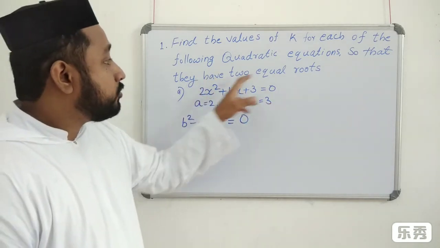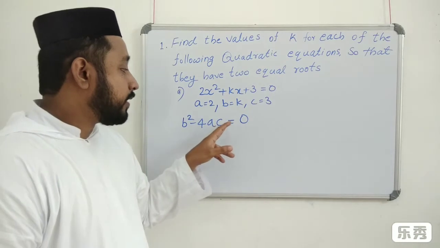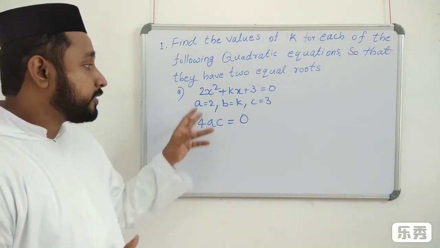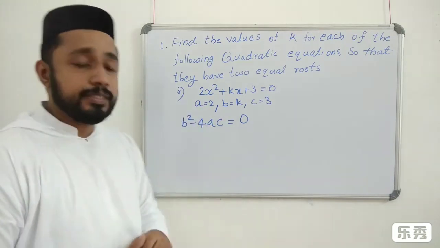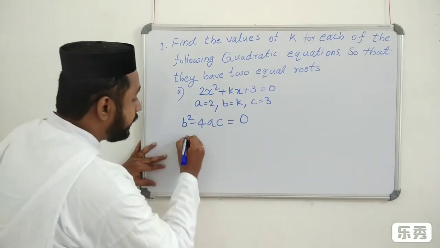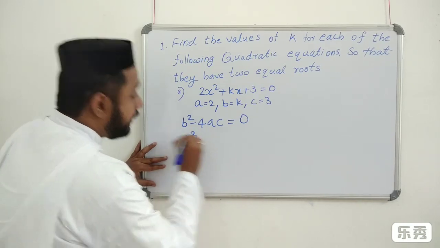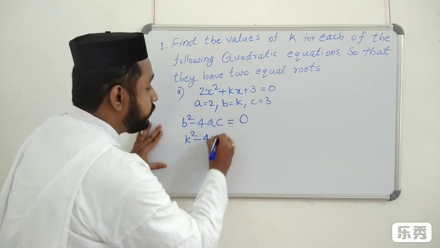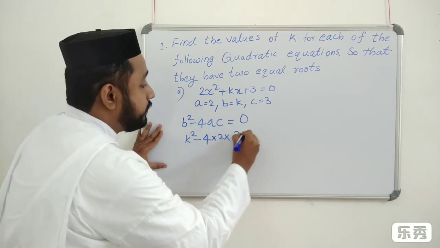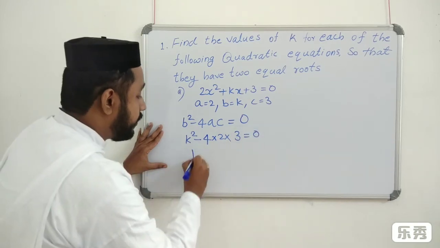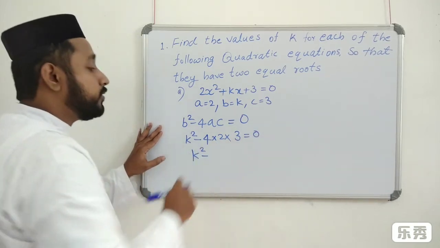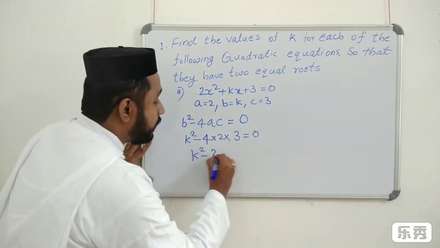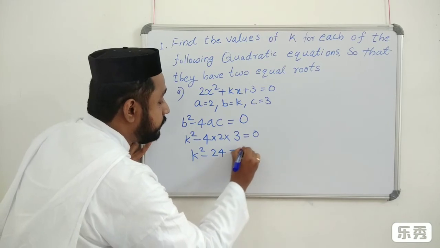Since they have two equal roots, the discriminant b square minus 4ac is equal to 0. Let us substitute the values of a, b, and c. b square means k square, minus 4 into a, which is 2, into c, which is 3, equal to 0. So k square minus 4 into 2 into 3. 4 into 2 is 8, 8 into 3 is 24. K square minus 24 is equal to 0.